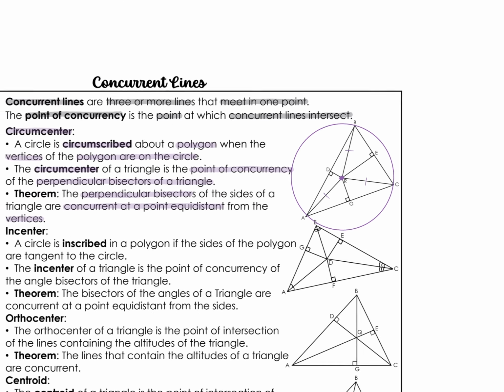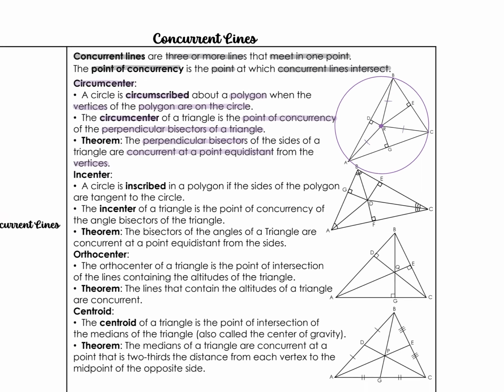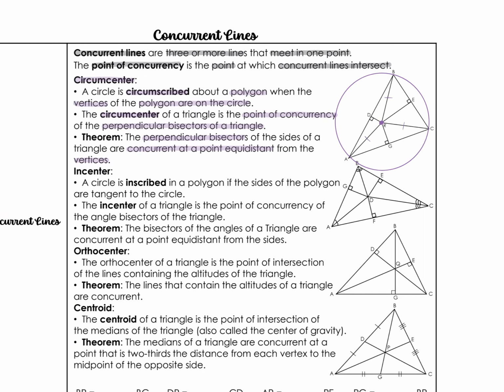Okay, so now let's look at our next one. We have the incenter. A circle is inscribed in a polygon if the sides of the polygon are tangent to the circle. Okay, so we haven't quite learned what that word means, tangent to the circle, but just going over it real quickly, it means it's going to touch the circle at one point.